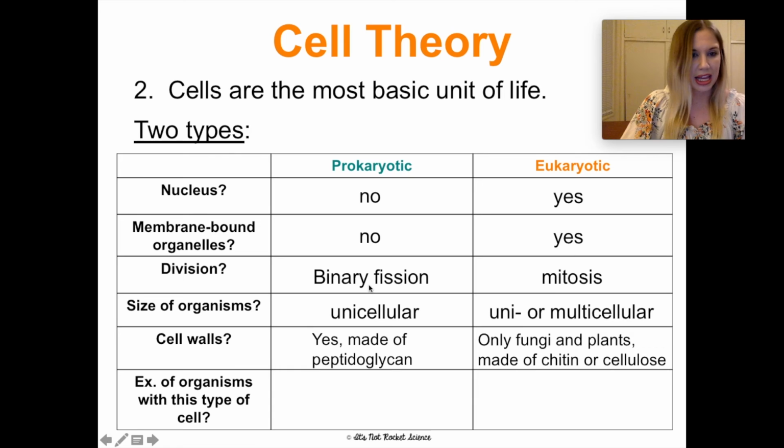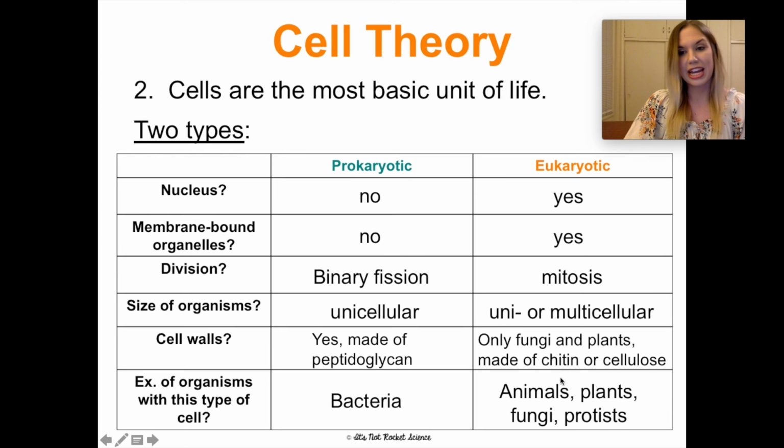Okay. And then an example of organisms with this type of cell are bacteria for prokaryotes. And for eukaryotes, animals, plants, fungi, and protists.